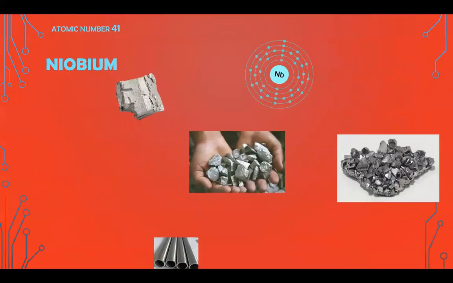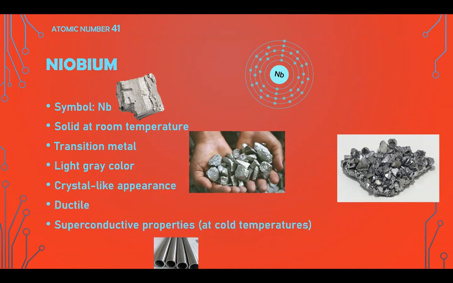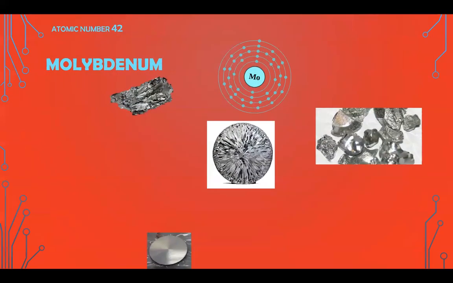Atomic number 41 belongs to niobium with the symbol of Nb. It's a solid at room temperature. It's a transition metal. Well, let's just speed run this thing now. Niobium has a light gray color. It has a crystal-like appearance. It's ductile, superconductive, and it's used in alloys.